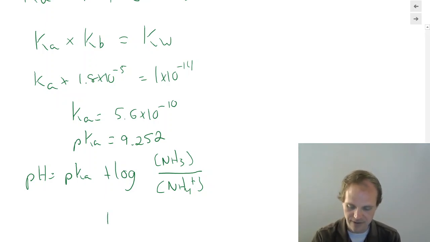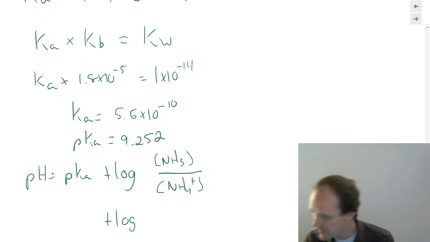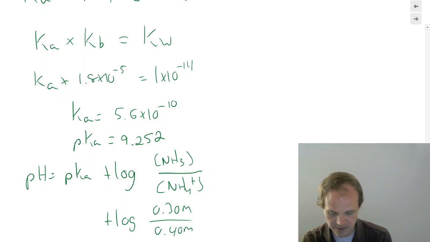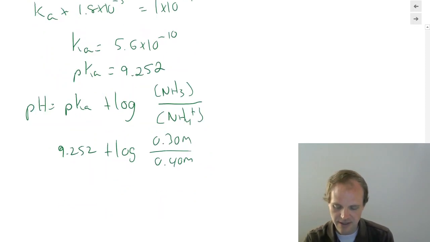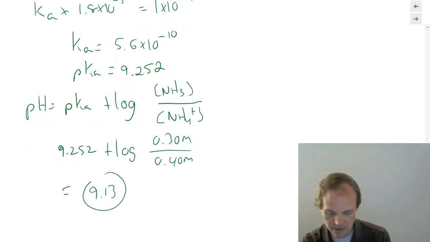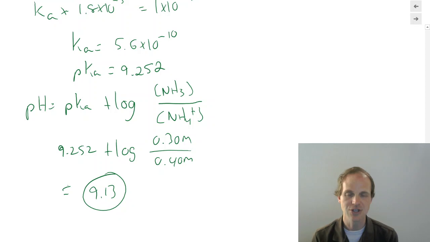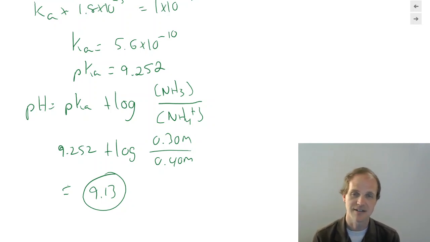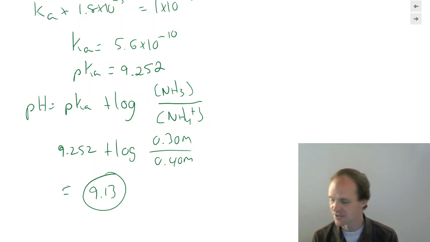And we know those values. That was part of our problem statement. Log of 0.30 molar over 0.40 molar, plus 9.252. Plug that into your calculator, and you should get 9.13 as our pH of this buffer solution of a weak base and its conjugate acid, or vice versa, a weak acid and its conjugate base.